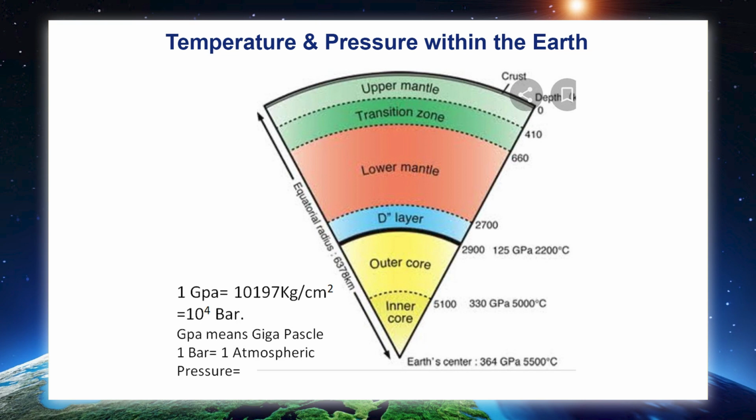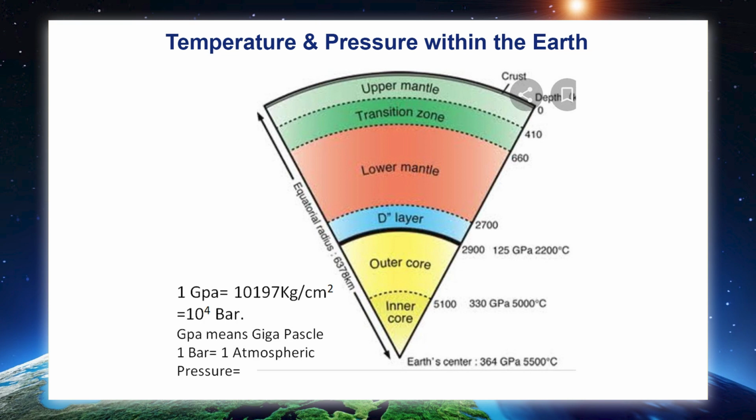1 bar is 1 atmospheric pressure. What you have read in physics, 760 mm of mercury column, in your school time. So, whatever is 1 atmospheric pressure, 10,000 times that is 1 GPa, that much pressure is there. Outer zone of mantle rather, how much is it? See, 5100 degree centigrade. How much pressure? 330 GPa.